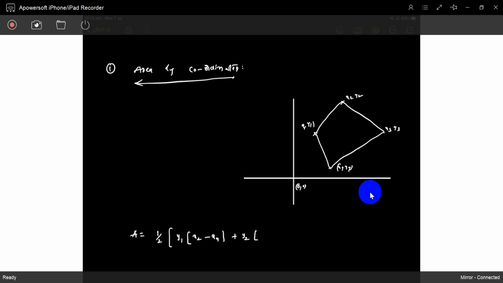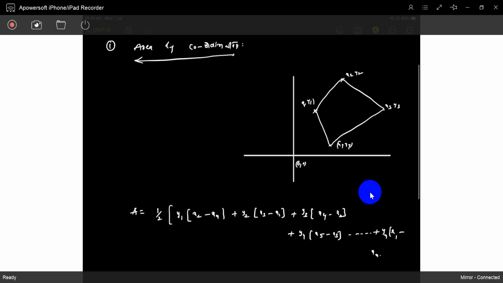So those are the remaining: x3 minus x1, y3, x4 minus x2, then x4, x5 minus x3, like this, yn last, x1 minus xn minus 1. First and last coordinates only change. This xn will come, this x1 will come. That is the formula. You know it, otherwise search it.